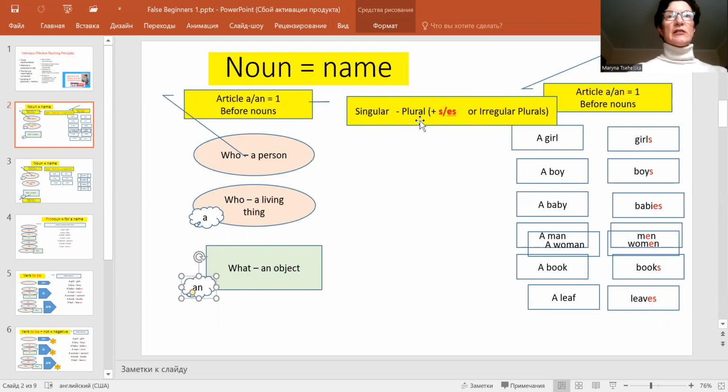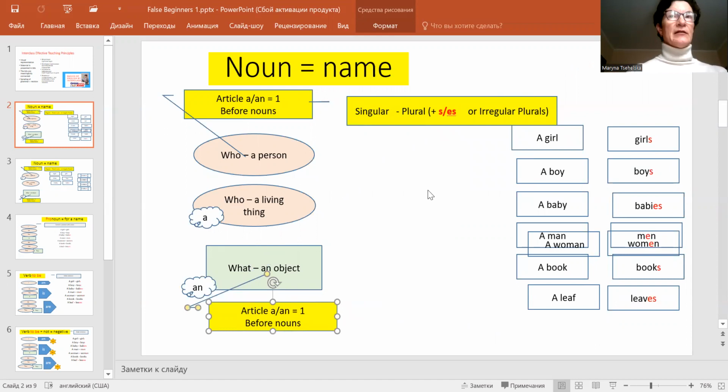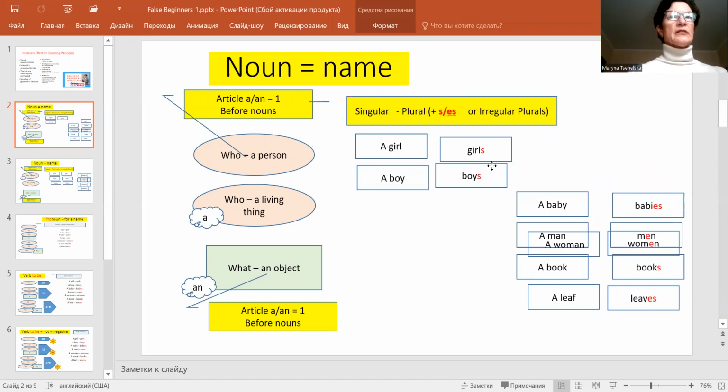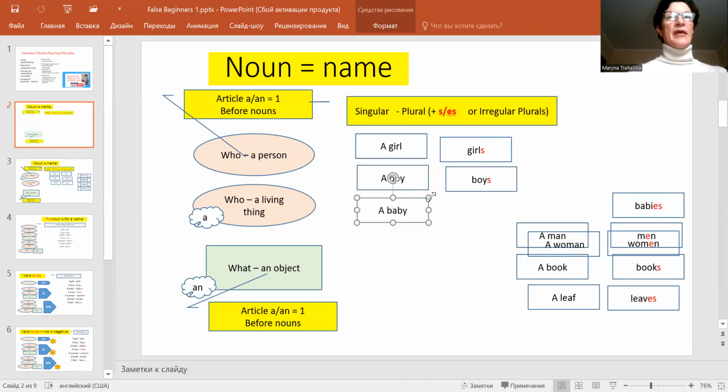Nouns may be used in singular and in plural, many. And for the plural, we usually add suffix s or es. A girl, but girls. A boy, boys. And we see that there is no article here. Baby, babies.